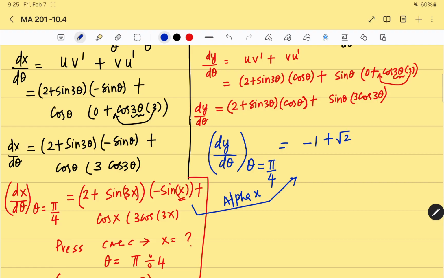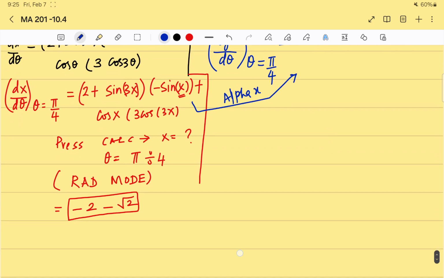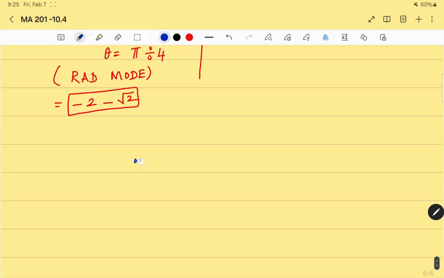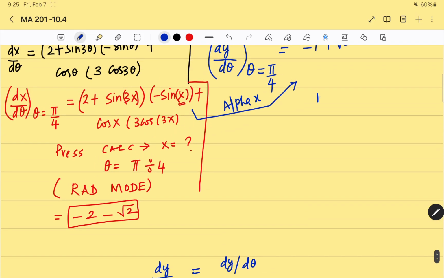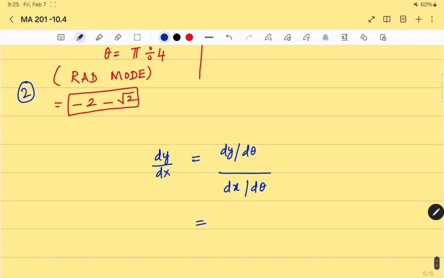So we got dx by d theta and dy divided by d theta. Now we are going to calculate what? Dy by dx. Therefore, dy by dx is equal to dy divided by d theta over dx over d theta, where this is your number 1 and this is your number 2. dy by d theta is minus 1 plus root 2, and then divided by minus 2 minus square root of 2, which is this value.